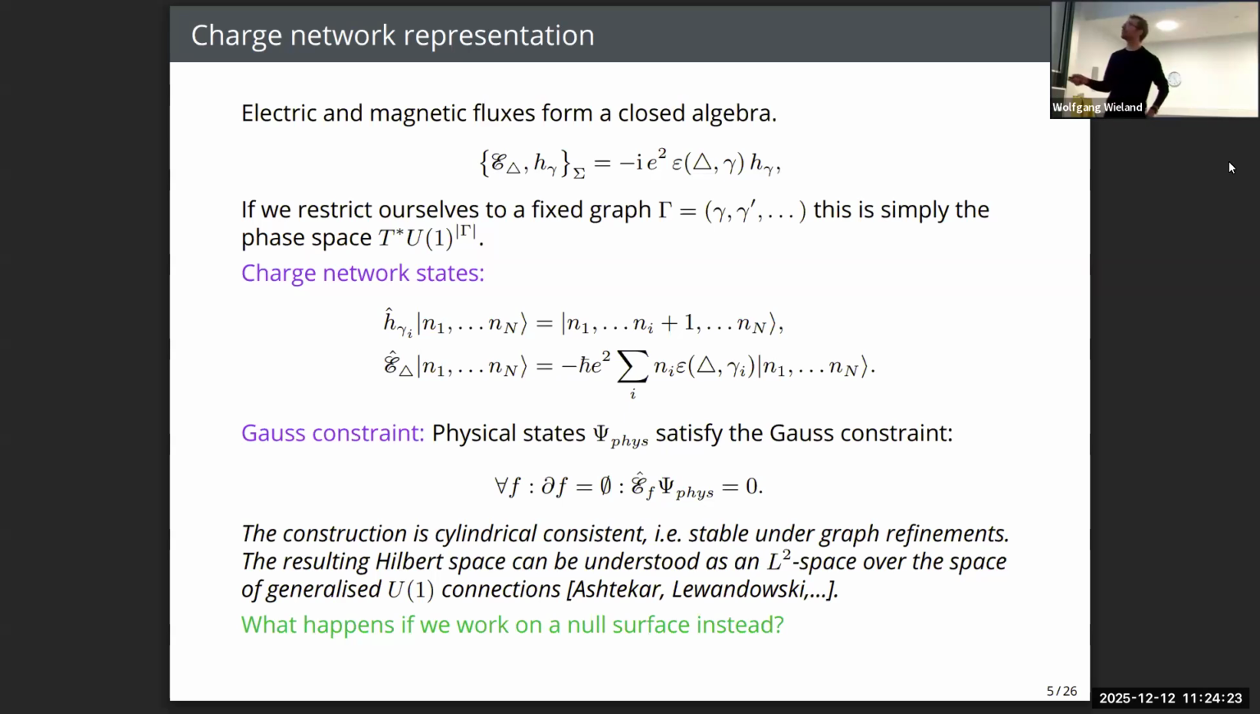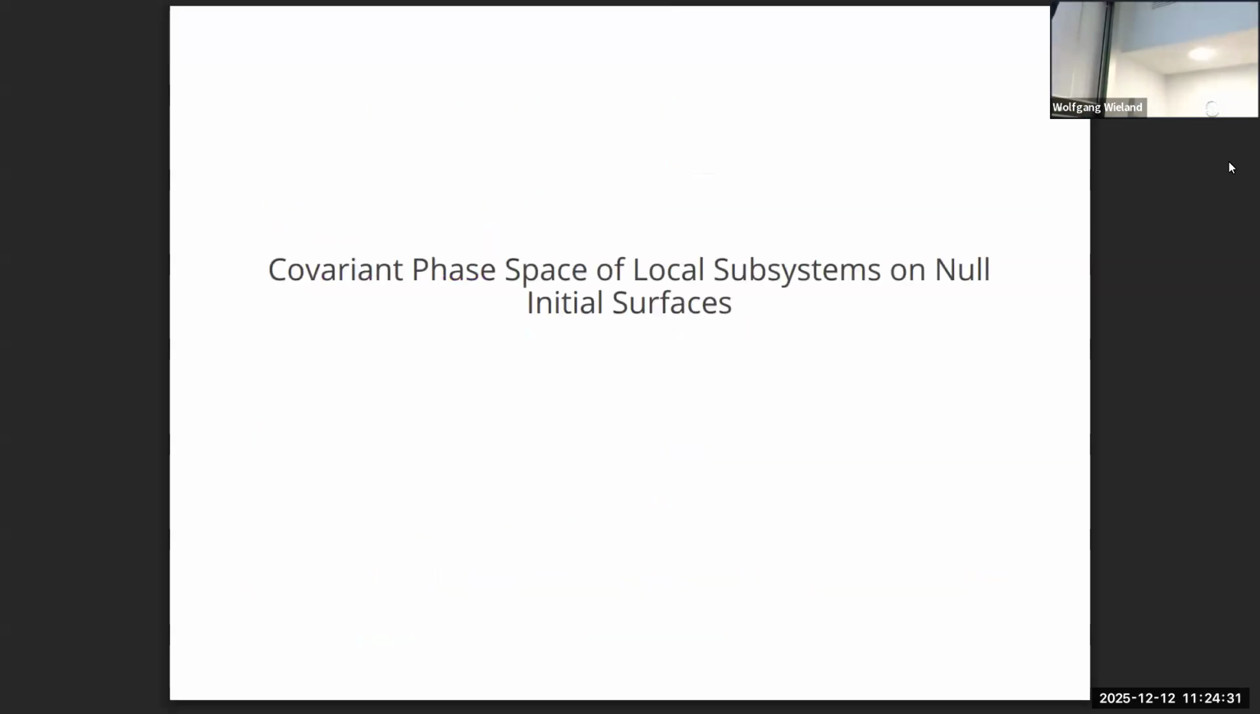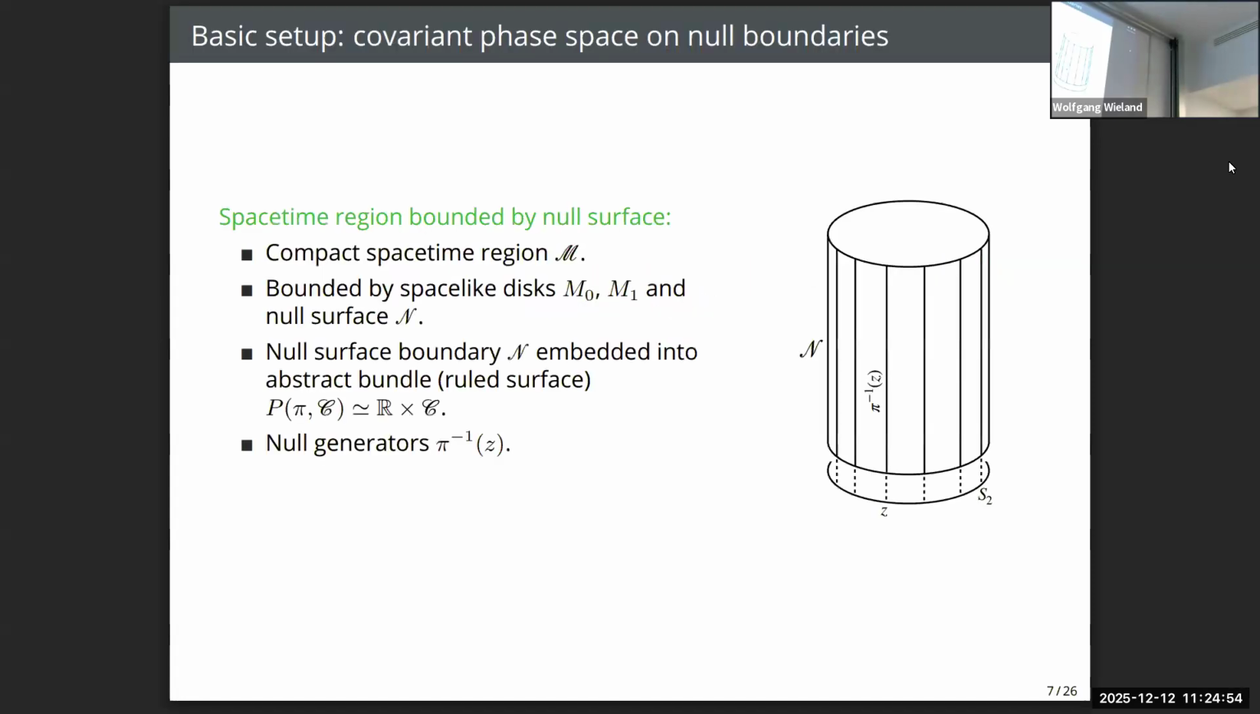But now we can ask ourselves, what happens if this hypersurface is not spacelike but null? What do we get instead? And we will see that we get something quite different, in fact. So the starting point has nothing to do with the quantum theory. We just look at the classical covariant phase space of subsystems on null initial surfaces. The same that we want to do in gravity, but now in a simplified setting where we just look at electromagnetism. The advantage of working with null surfaces is that they have more structure.